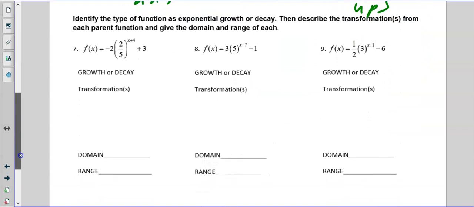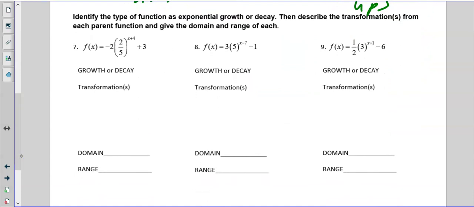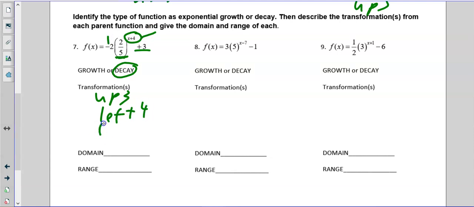Moving on. Identify as growth or decay, then describe the transformations. So again, we look here, what's attached to the exponent. We don't worry about this right now. We'll come back to that. But the base is 2/5. That is less than 1. That's decay. Now my transformations, I'm going to need to be able to see that again. Transformations, up 3. Inside lies, left 4. The negative flips it. And the 2 stretches vertically. If that was 1/2, it'd be compressed vertically.